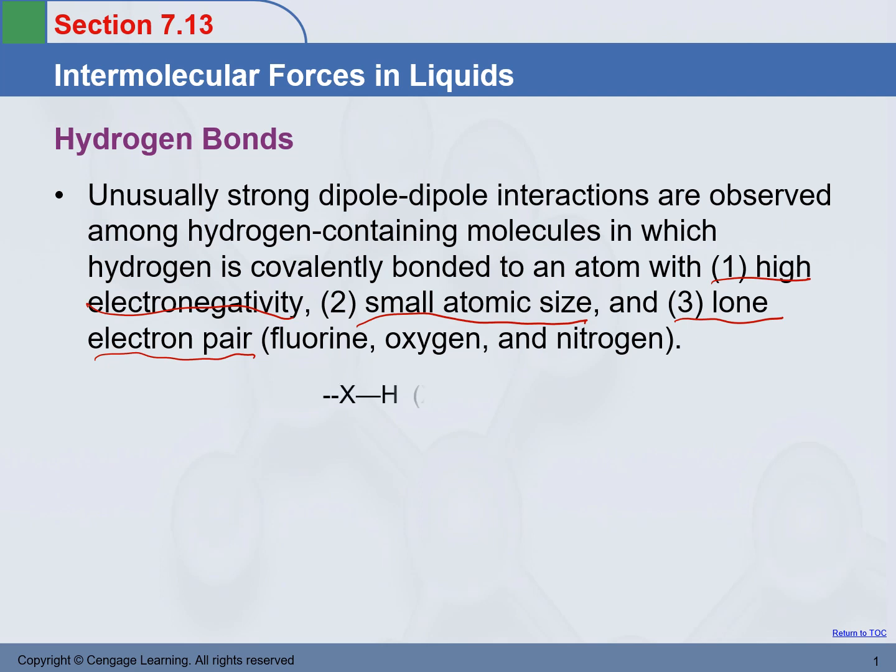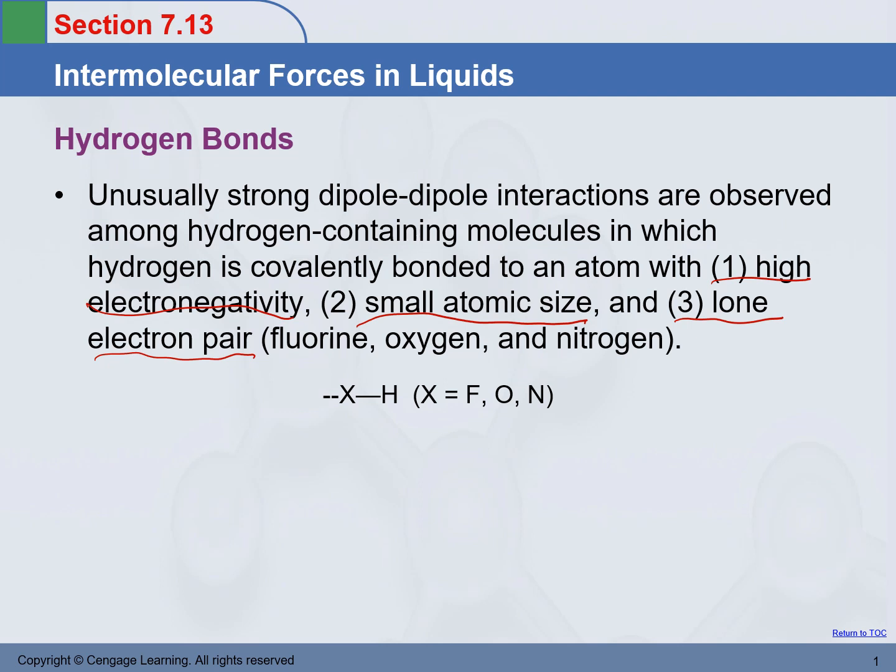So when hydrogen is connected in the molecule to fluorine, oxygen, or nitrogen, there will be a special kind of attraction between two molecules. We call that hydrogen bonds. So what is it? How is there such a kind of attraction? Let's take a look at it.